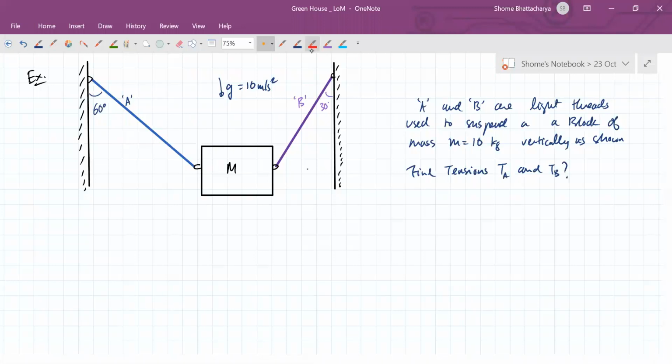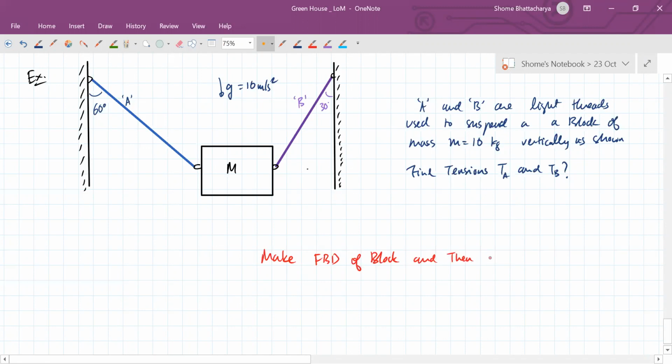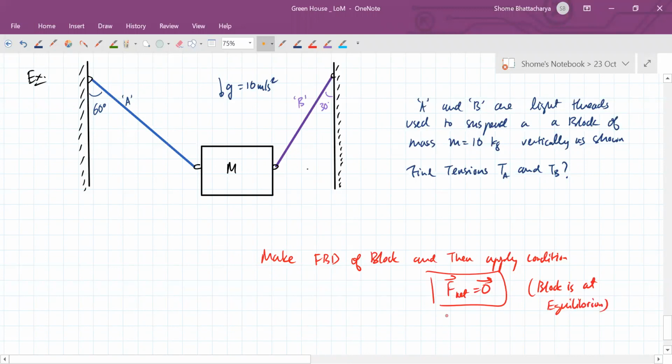Obviously you will start by making the FBD. Make the free body diagram of the block. And then apply the condition that net force should be 0, because the block is at rest, it is at equilibrium. So when you apply that, now you will get the condition.